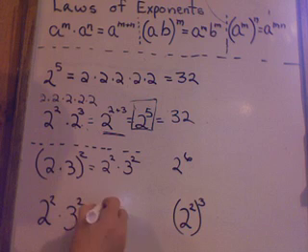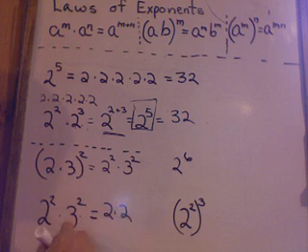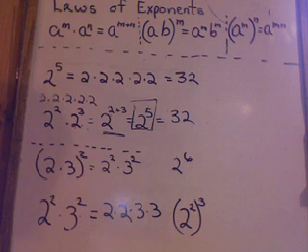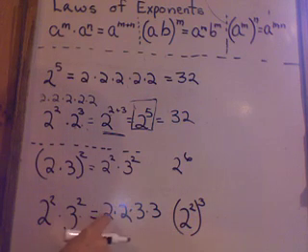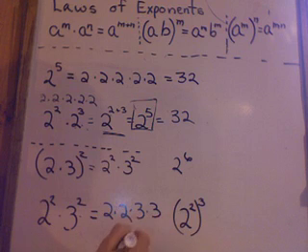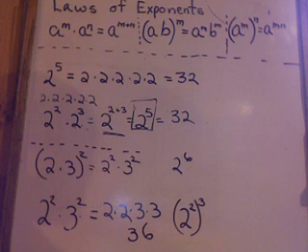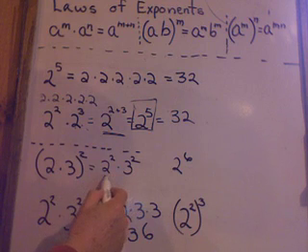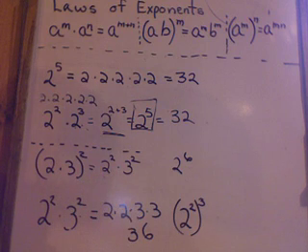And what is 2 to the second times 3 to the second? Let's write it out here. It's 2 2's, and then it's 2 3's. And then when you figure that out, 2 times 2 is 4, times 3 is 12, times 3 again is 36. Now, this you could also write out and get 36.